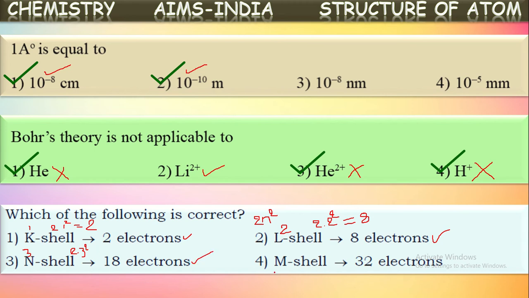And the N shell means it is the fourth shell. So in the place of n, we have to substitute 4. It becomes 2 into 4 square. 4 square means 16. 16 into 2, 32. So the fourth shell can accommodate a maximum of 32 electrons. So these 4 are correct statements, isn't it? Now the correct answer will be all of these.